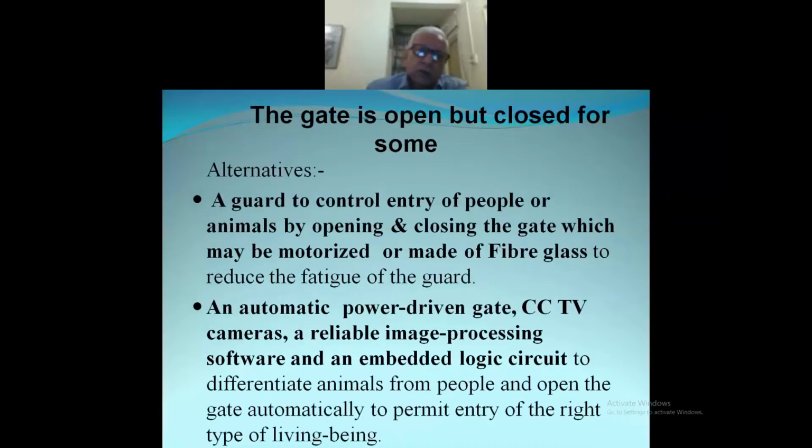Now, a very simple thing is to employ a guard, and then he will be opening or closing the gates depending on who is trying to enter. We can reduce his fatigue by motorizing the gate or making the gate of some light construction. A more sophisticated solution, which probably will be done by today's young engineers: an automatic power-driven gate, CCTV cameras, reliable image processing software, and an embedded logic circuit to differentiate animals from people. Depending on the result, the gate will be opened automatically to permit entry of the right type of living being. Now, against this, one design which I happen to see goes like this, the simplest.